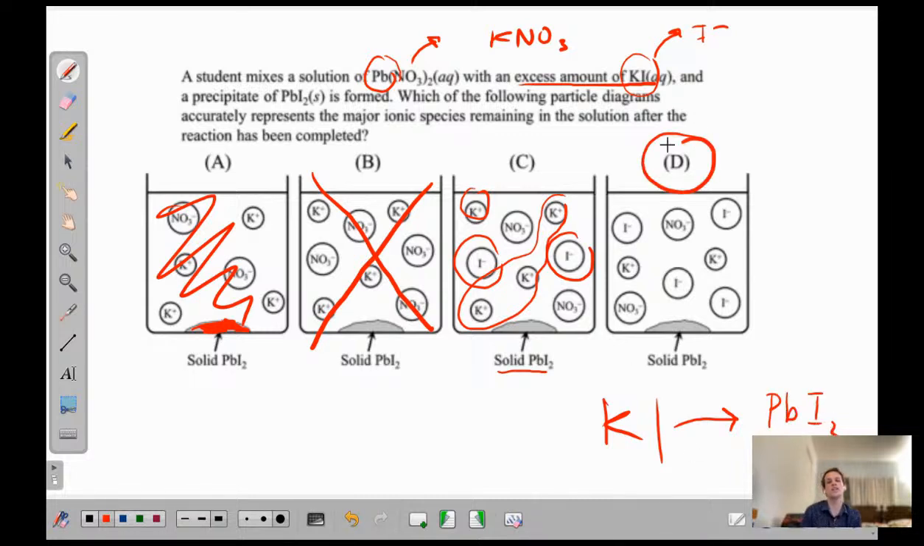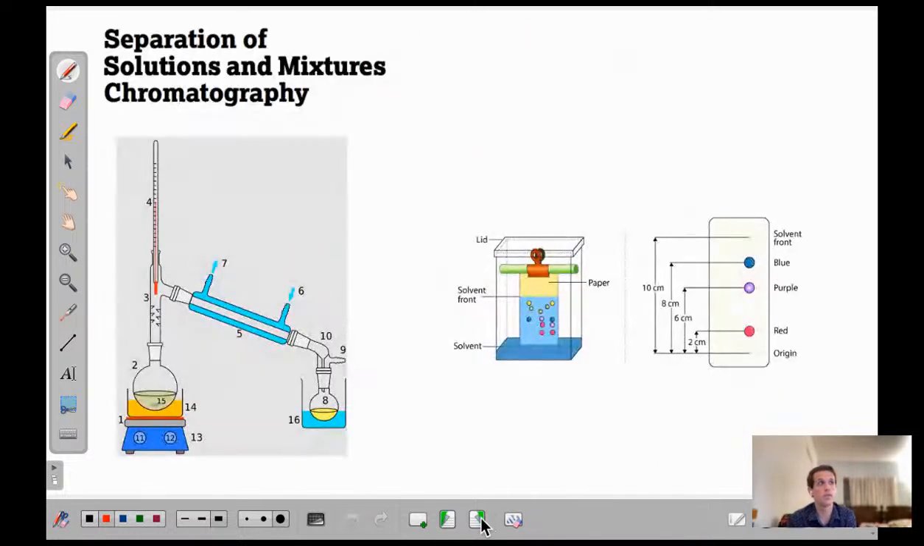This is the kind of question they love to ask. It's not just about what dissolves. It's, can you think about the stoichiometric ratios? Can you think about what's soluble and not soluble? And can you choose a reasonable particle diagram?